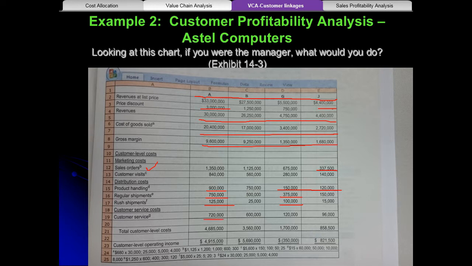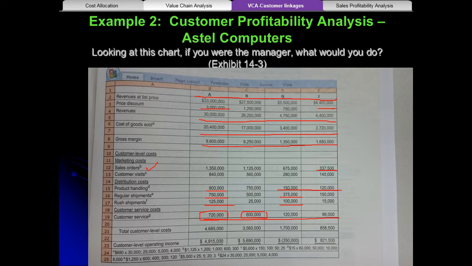And then we have customer service allocation at the bottom. Obviously, customer B requires a lot of service, 600,000, nearly as much as customer A. I wonder if the shipments match the percentage of customer service. We can find that out in a minute.